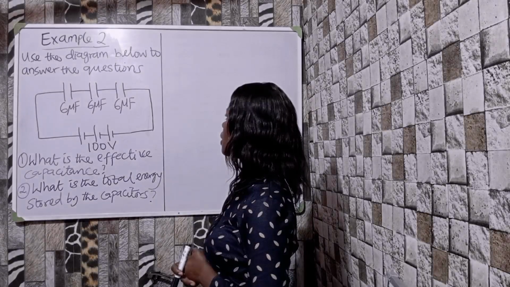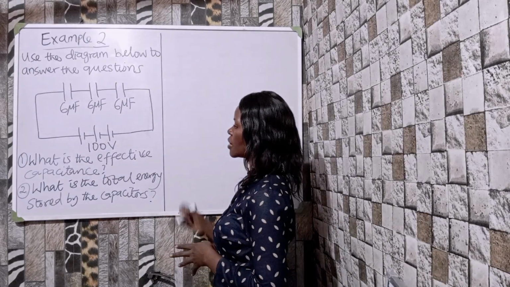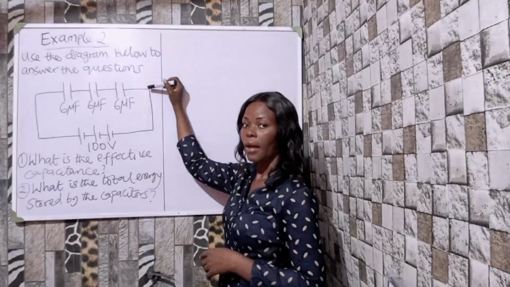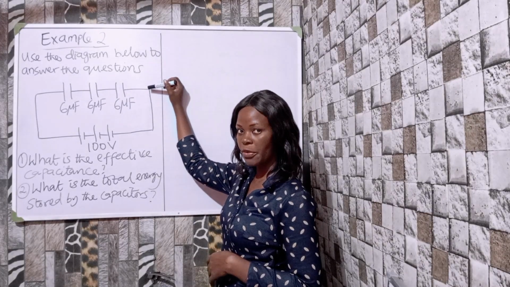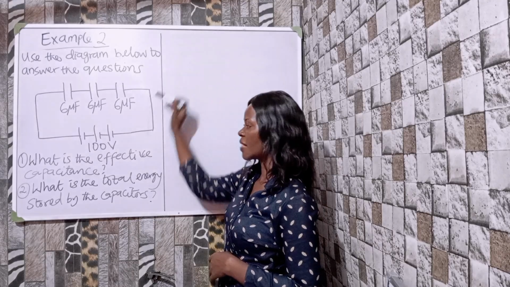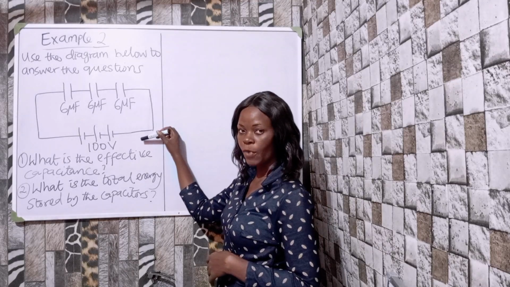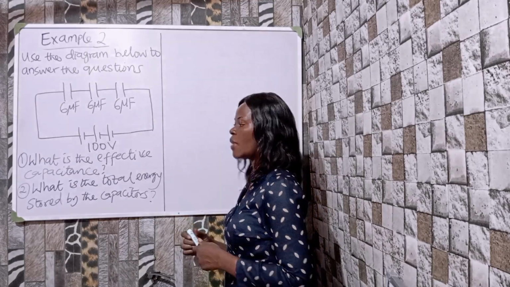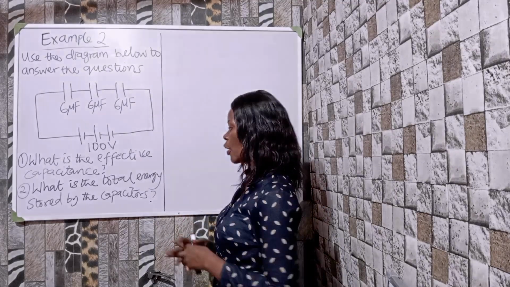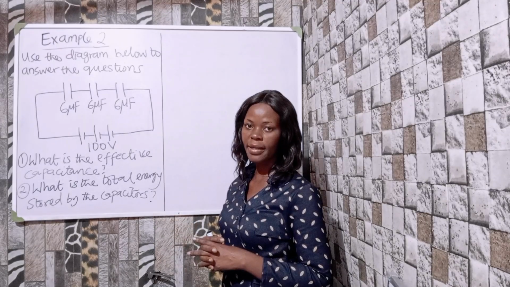Use the diagram below to answer the questions. So we are given this diagram. These 3 capacitors are arranged in series, and each of them has a magnitude of 6 microfarad and is connected through a 100 volt PD. We are asked to calculate first the effective capacitance, and second, the total energy stored by the capacitors.